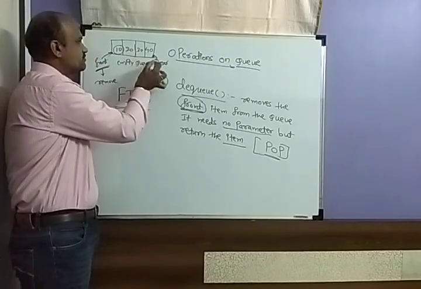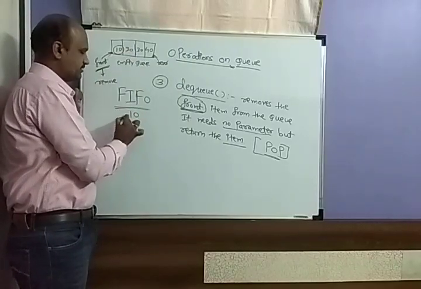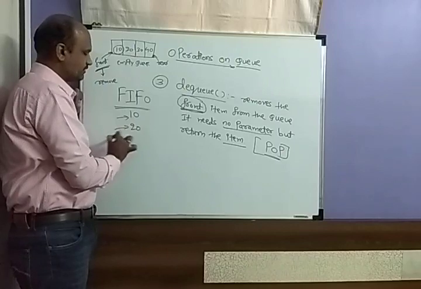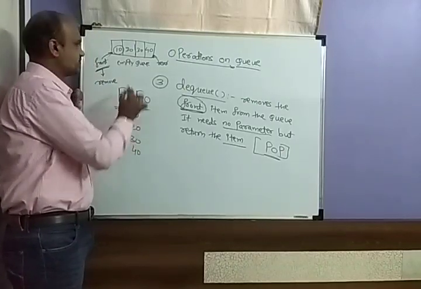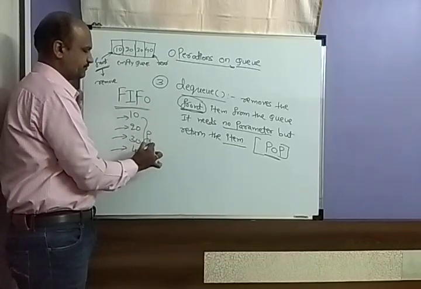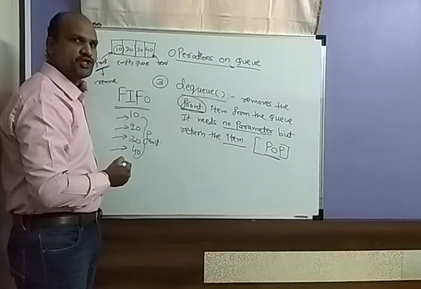Which is added first? 10 is added first, so 10 will be removed. Then 20 will be removed, then 30 will be removed like this, then 40 will be removed from the front. So that is the operation, that is dequeue.